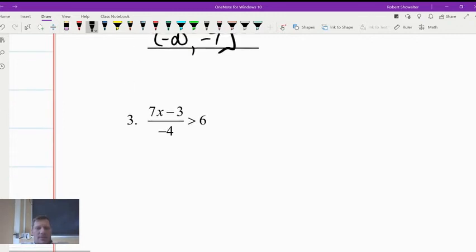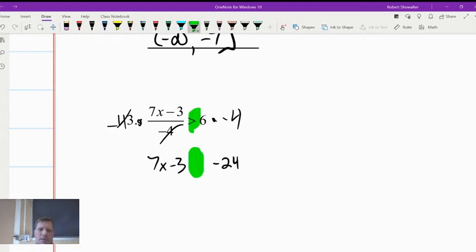Okay, again, we have a situation here. We're going to multiply through by -4. Those would cancel, leaving this stuff on the top. Now on the right, 6 times -4 gives us -24. We have to remember to flip the inequality sign. When you multiply or divide by a negative on both sides of the inequality, you have to flip the inequality sign.